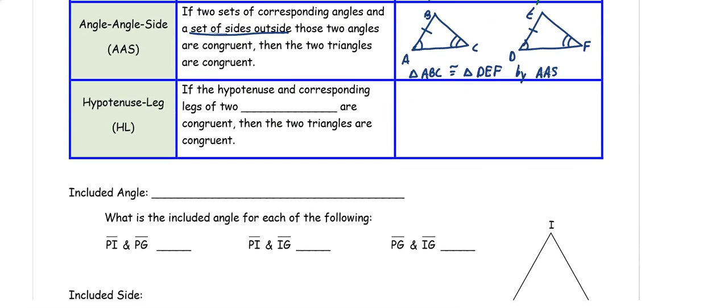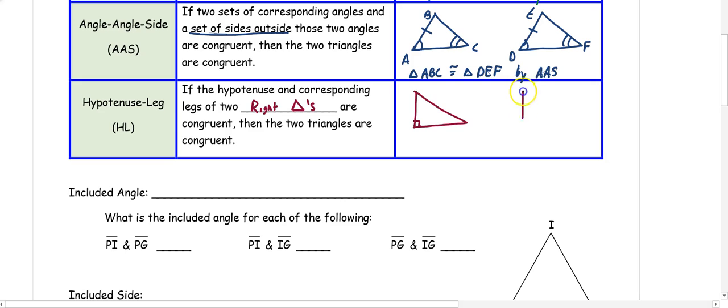The last method is hypotenuse leg. So in hypotenuse leg, it's important that it's only right triangles. So if the hypotenuse and corresponding legs of two right triangles are congruent, then the triangles are congruent. So these have to be right triangles.